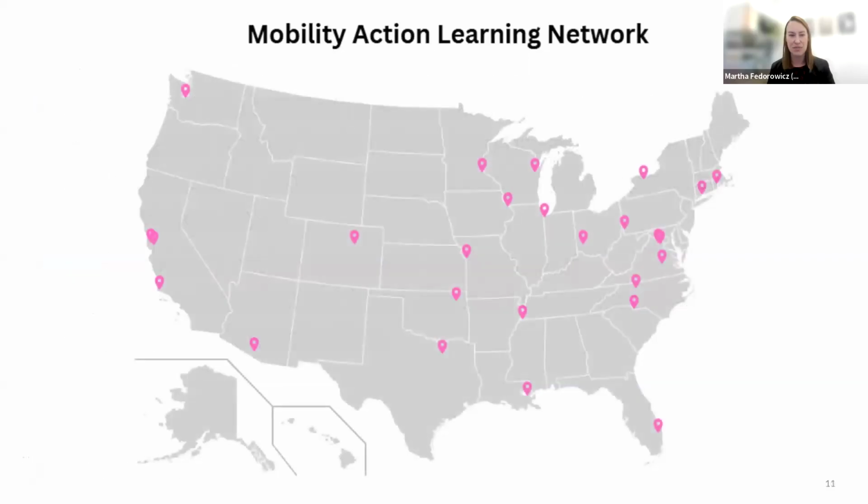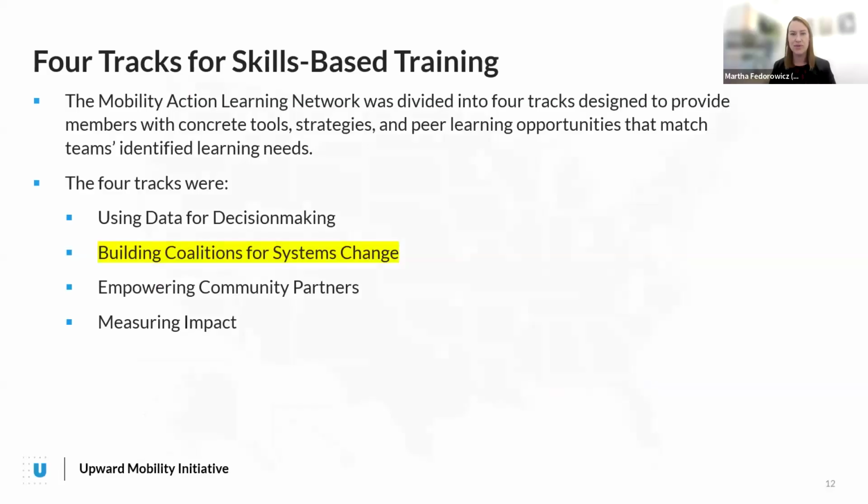Each mobility action team was comprised of representatives from at least one local government and one nonprofit organization. This map shows the 26 communities that we worked with, which included places like Green Bay, Wisconsin, Palm Beach County, Florida, Providence, Rhode Island, Pima County, Arizona, and Tulsa, Oklahoma. The Mobility Action Learning Network was divided into 4 tracks designed to provide members with concrete tools, strategies, and peer learning opportunities that matched their learning needs.